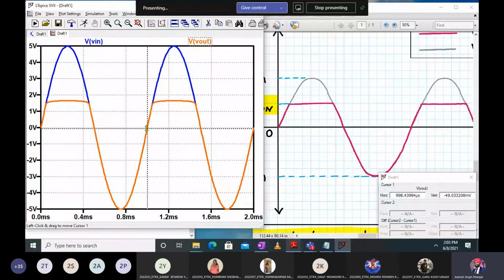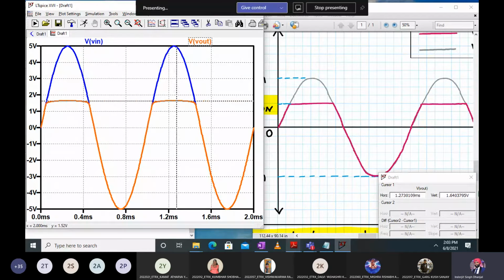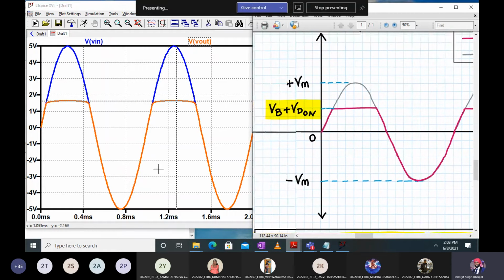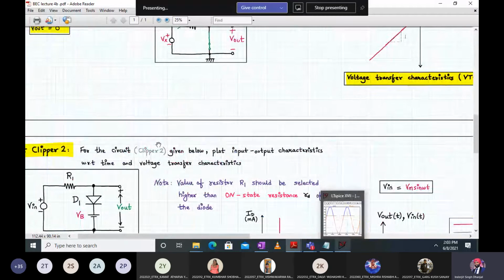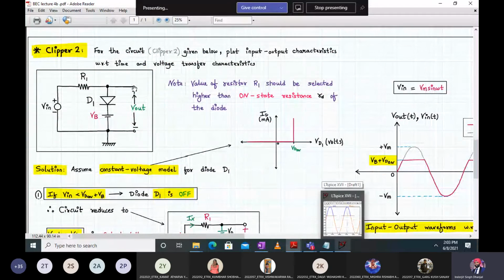it is 1.64. Okay, 1 volt plus 0.64 volt for the VD on value. So this is how you get it. Fine. And now if I change something over here, in Clipper 2, if I change the direction of this VB, what will happen?